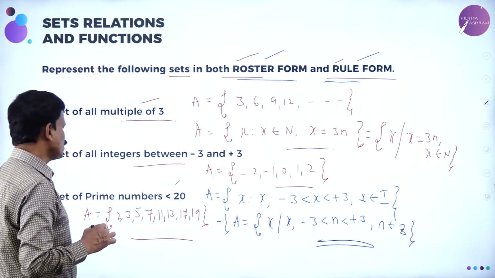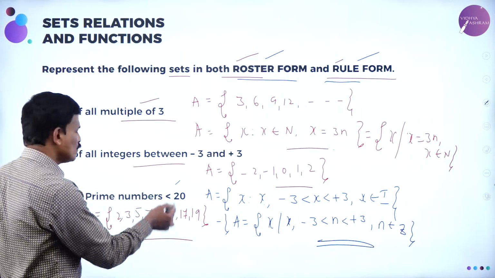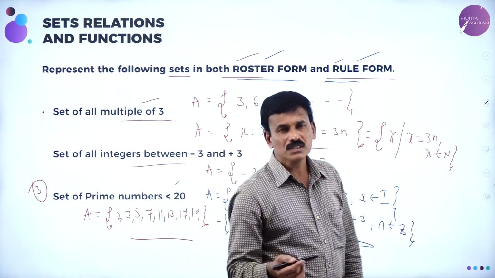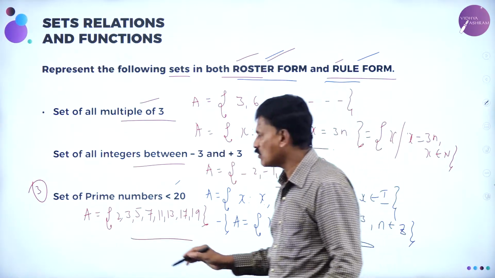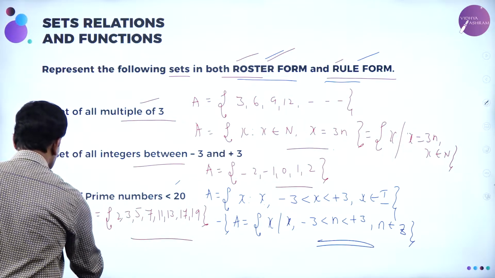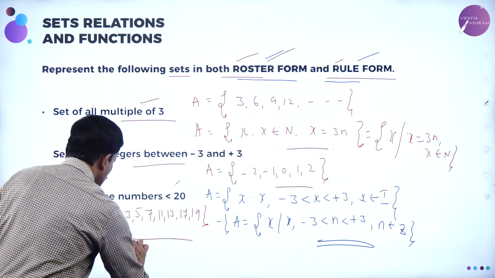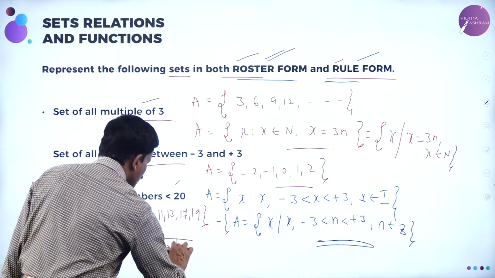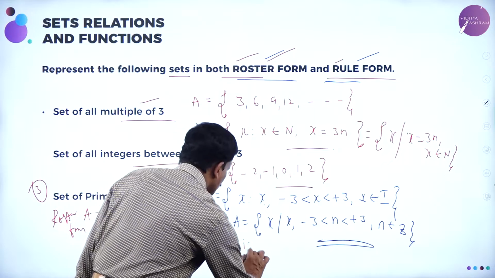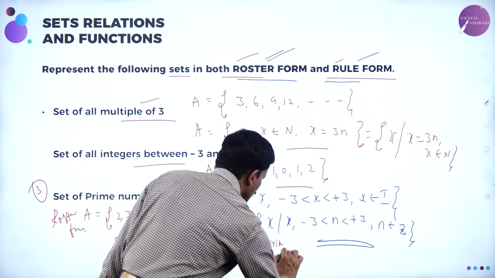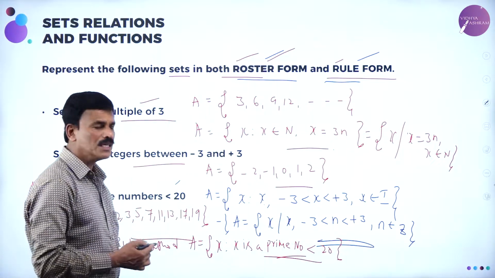So these numbers 2, 3, 5, 7, 11, 13, 17, 19 come under the set of prime numbers which are less than 20. Okay, this is the representation of prime numbers less than 20 in roster form. This is called the roster form. Whereas the set builder form or rule method can be like this. In rule method, the same statement: A is equal to x such that x is a prime number less than 20. That's it.